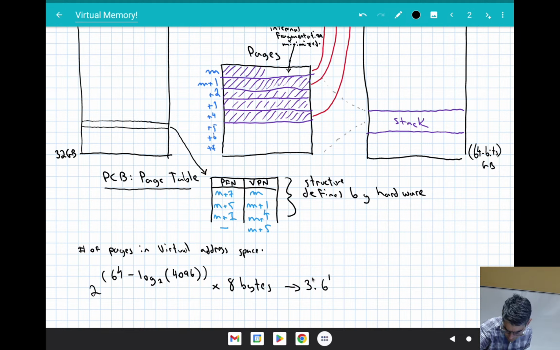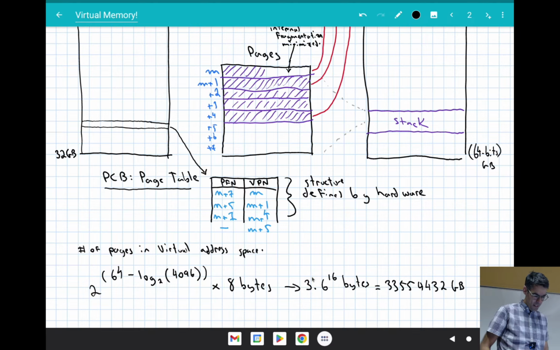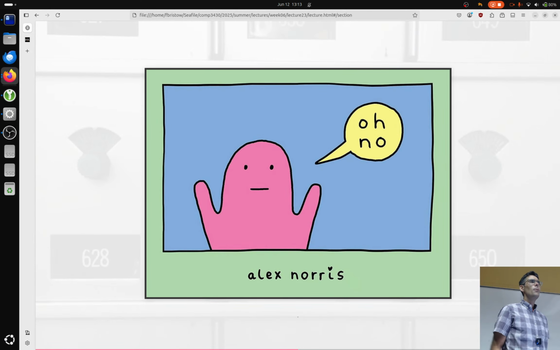I can't do this in my head, so I'm clearly looking at my tablet to write this number out. This is 3.6 times 10 to the 16 bytes for the page table, which is about 3355432 gigabytes. I don't think it's going to fit. I don't think it's going to fit in main memory anymore. Oh no, oh no.